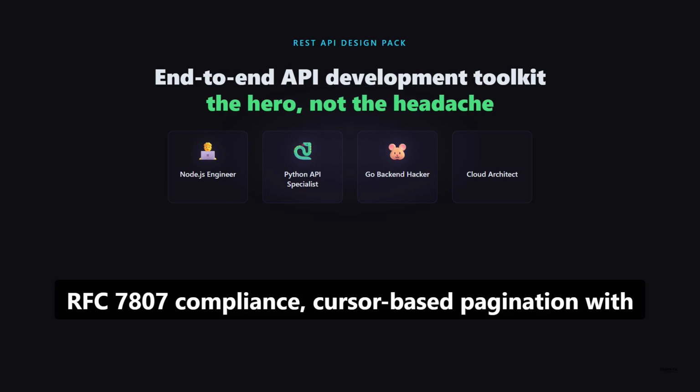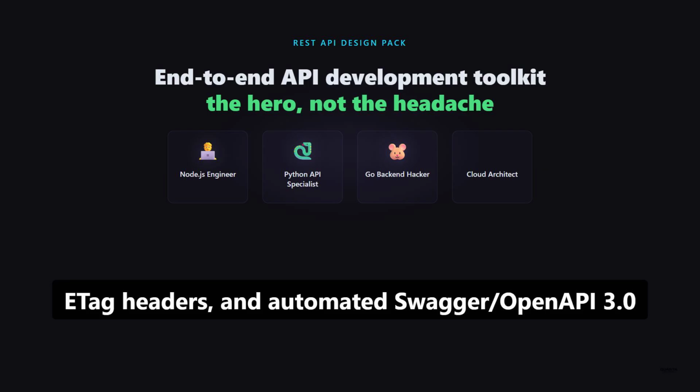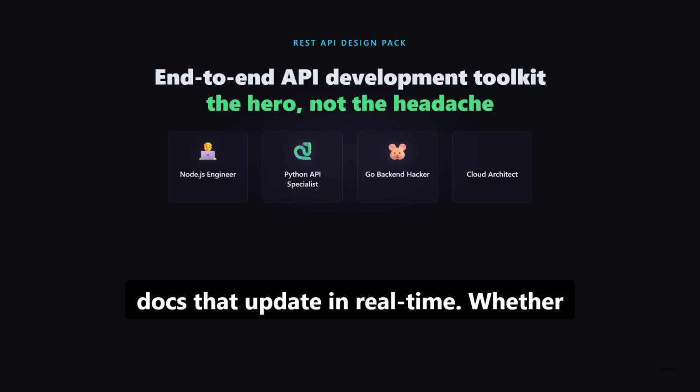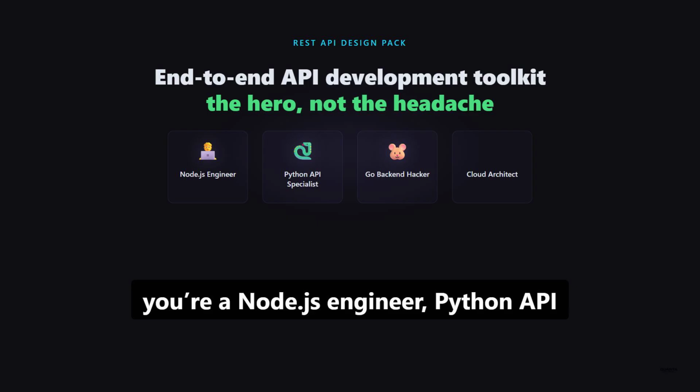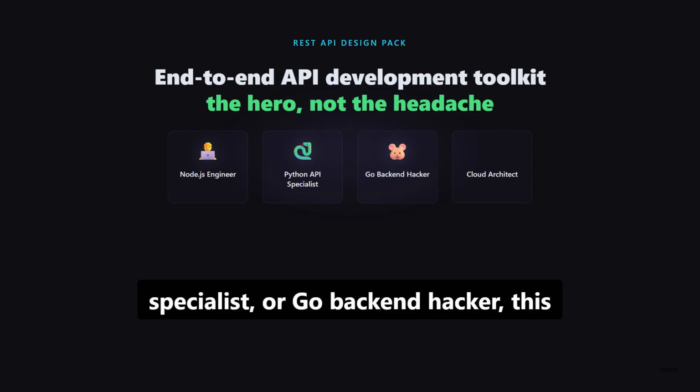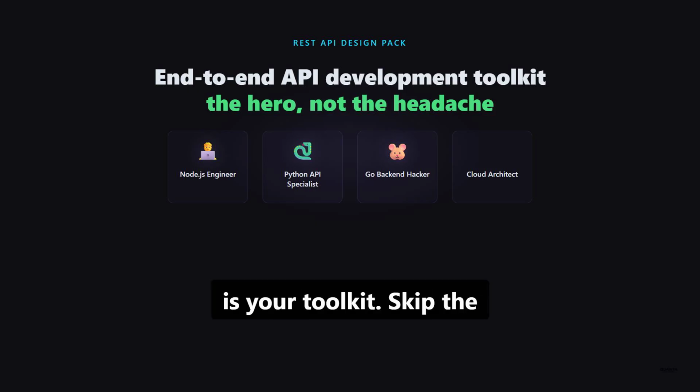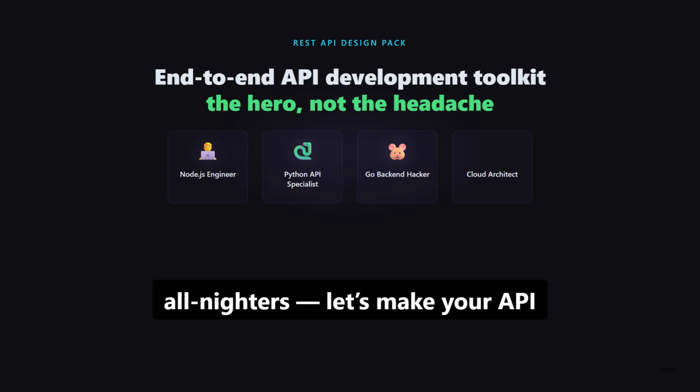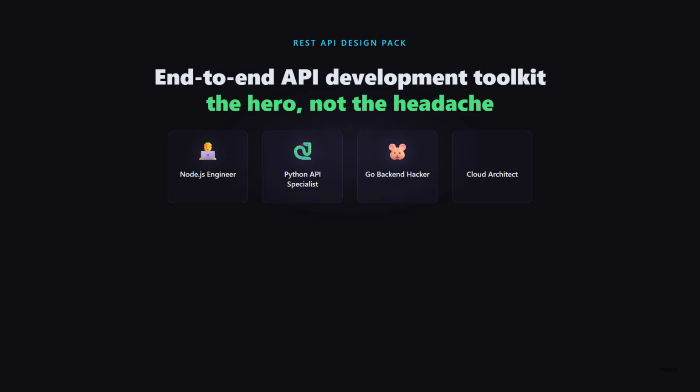Our pack gives you battle-tested validation pipelines with JSON schema, centralized error handling with RFC 7807 compliance, cursor-based pagination with eTag headers, and automated Swagger OpenAPI 3 docs that update in real time. Whether you're a Node.js engineer, Python API specialist, or Go backend hacker, this is your toolkit. Skip the all-nighters. Let's make your API the hero, not the headache.